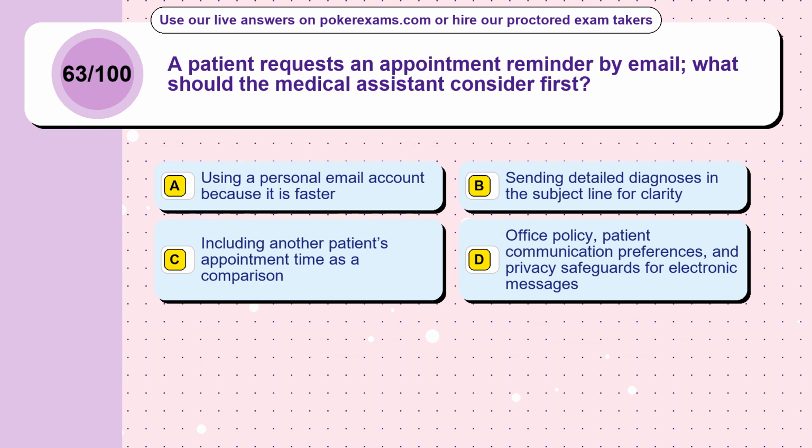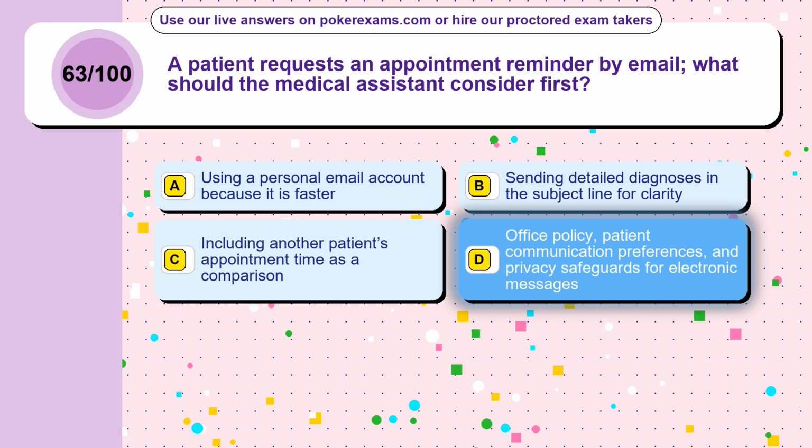Question 63. A patient requests an appointment reminder by email. What should the medical assistant consider first? Option A. Using a personal email account because it is faster. Option B. Sending detailed diagnoses in the subject line for clarity. Option C. Including another patient's appointment time as a comparison. Option D. Office policy, patient communication preferences, and privacy safeguards for electronic messages.